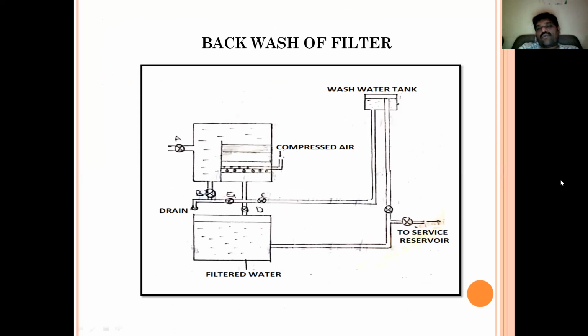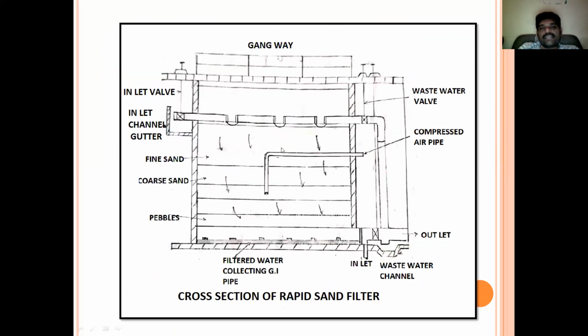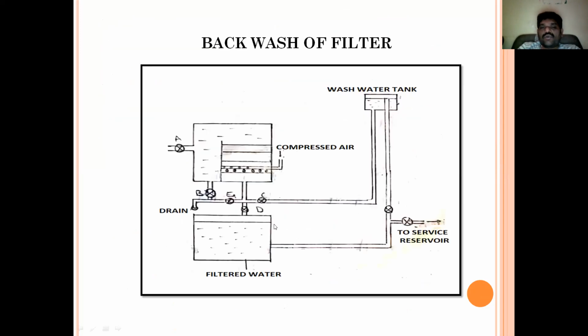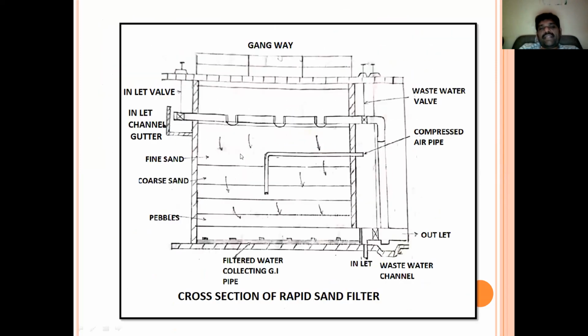Have a look. This is the wash water tank. Compressed air sending tube. Where is the compressed air? This is the compressed air sending pipe. This is the cross section of a rapid sand filter. Understand? Through this pipe, the compressed air will be sent into the media, as it is immersed in the filter bed.